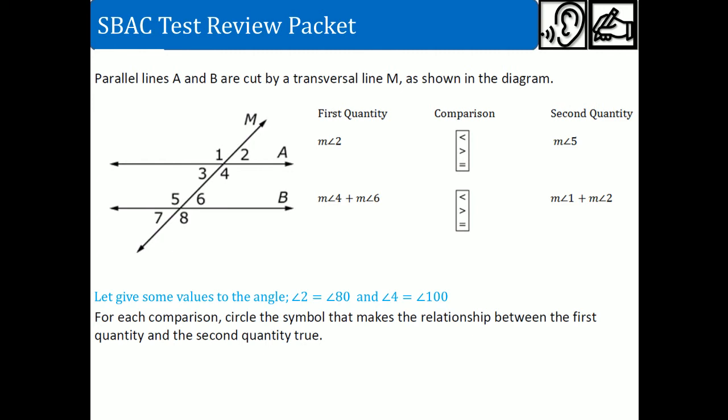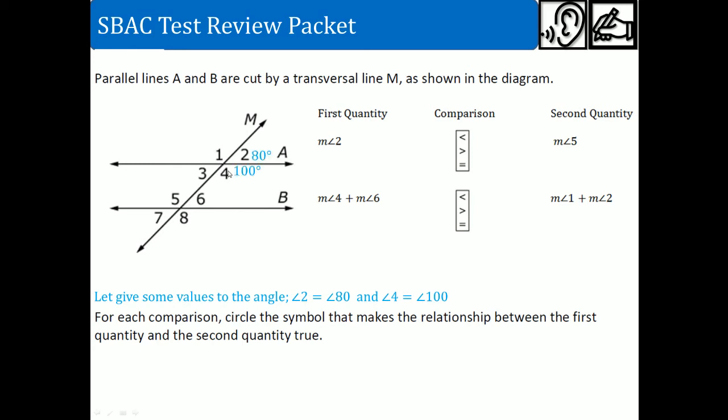So, how did I get those values, right? I didn't just make up those values, but those values are true. 2 and 4 here are linear pairs, so they have to add up to 180. Linear pair is defined as 2 angles that add up to 180. Okay, so 2 looks pretty small, that's why I made it 80. And 4 has to be 100 because 80 plus 100 is 180, because they're linear pairs.